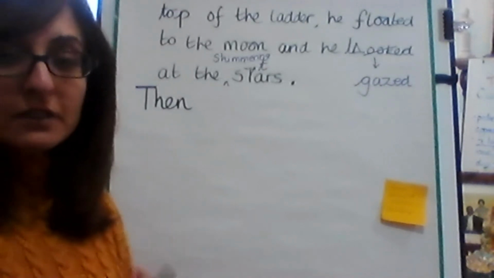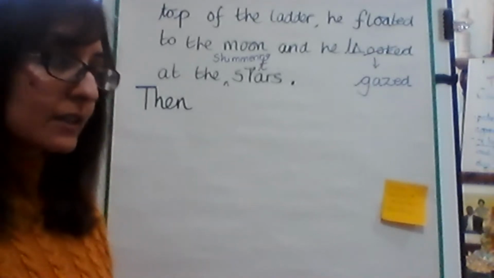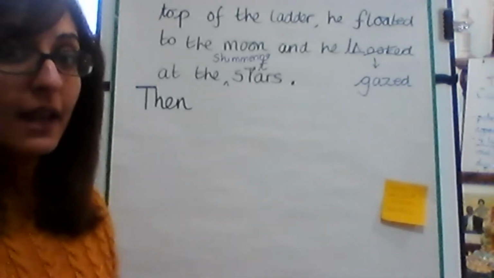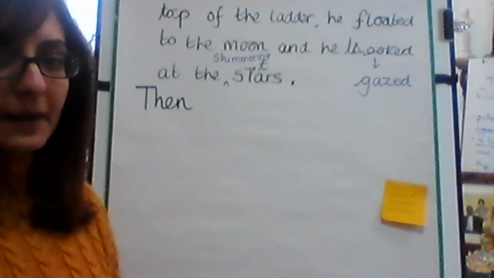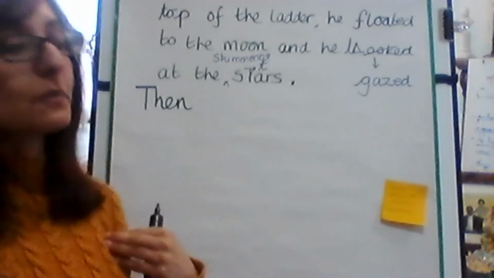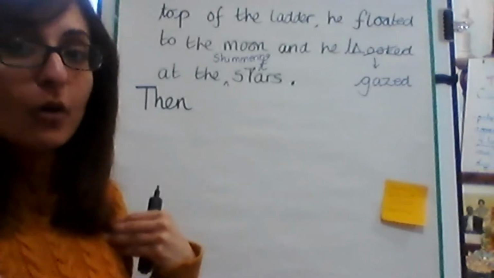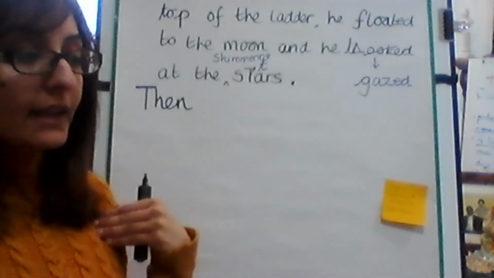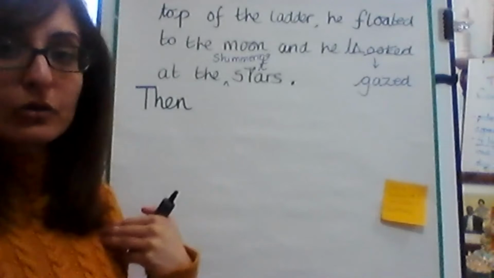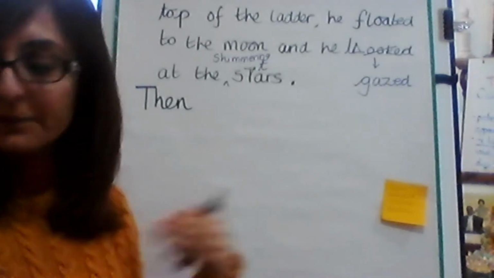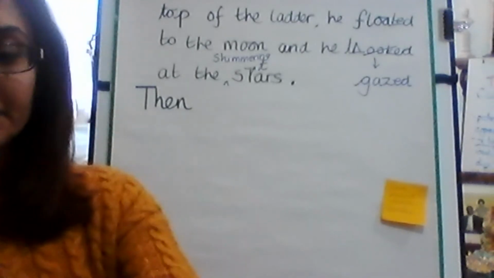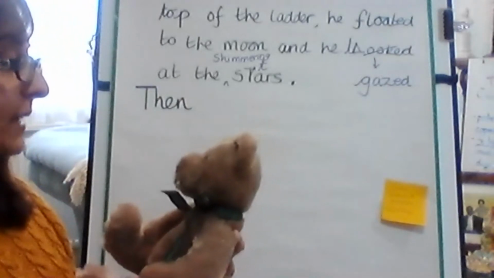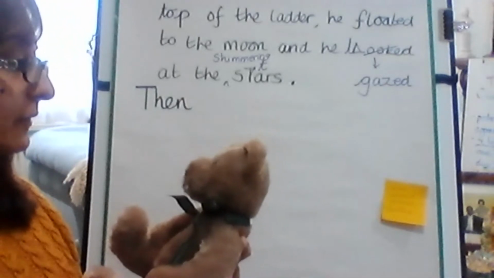Now, I already looked at the video this morning before I started the lesson. So I know that before he looked around, he dropped the anchor. So my sentence is going to be, then he dropped the anchor, because remember we're writing in the past tense. Then he dropped the anchor and looked at the moon's surface. Here's my teddy.